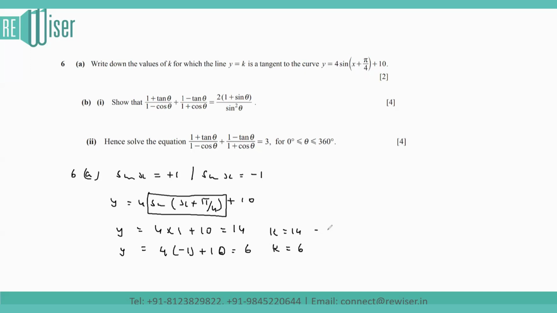So you get 1 mark for writing each correct answer for this. That's how you score 2 marks for this question.